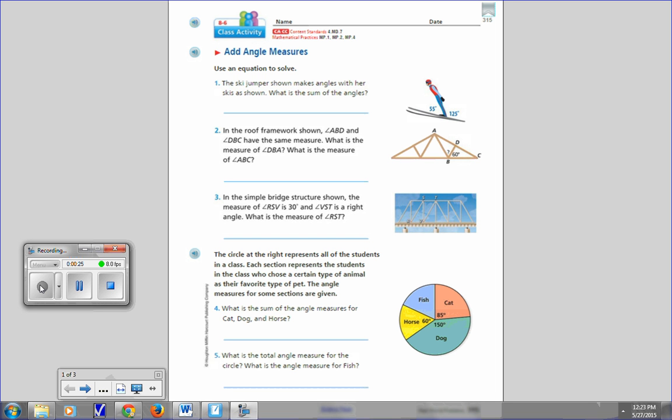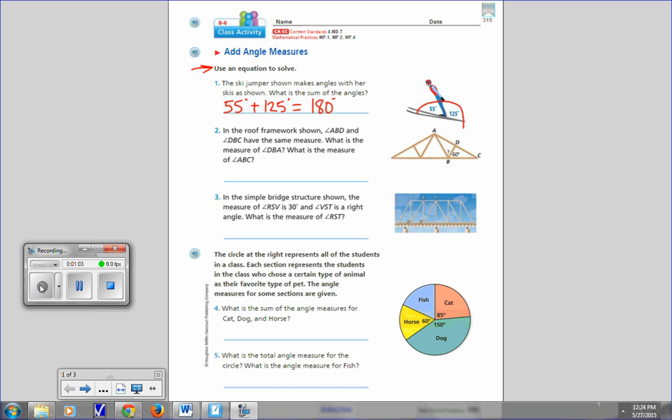So this first one here is the ski jumper. The ski jumper shown makes angles with her skis, as already identified, as you can see right here. What is the sum of the angles? And in the directions, it directly says equation, so we need to write out a problem. 55 degrees plus 125 degrees. What does that equal? This is an equation. What does it equal? I hear you, I hear you. 180 degrees. It's a straight edge. It's a straight angle.